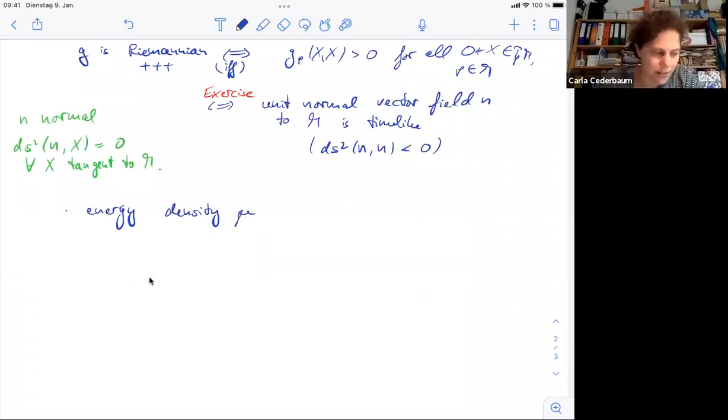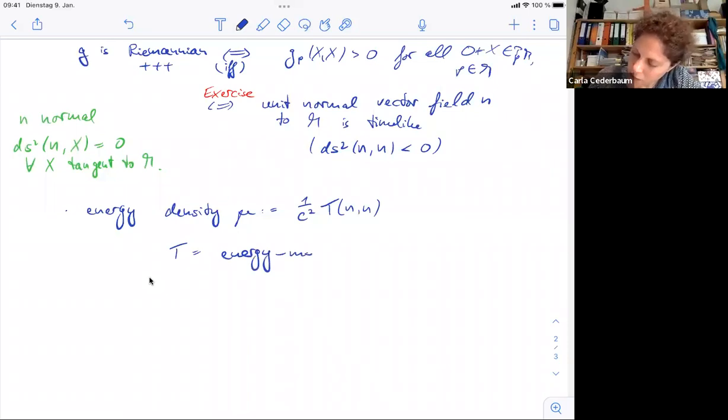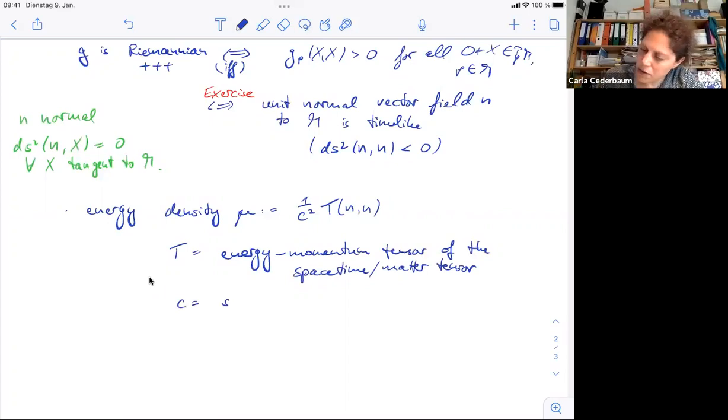Mu is defined as 1 over c squared times T(N, N), where T is the energy momentum tensor of the spacetime. Some people also call it the matter tensor of the spacetime, and c is the speed of light. You may want to set your units such that the speed of light is 1, and we will likely do so later, but for now, let me keep the speed of light there. And N again is this normal vector to the slice, to the time slice, to the initial data set.